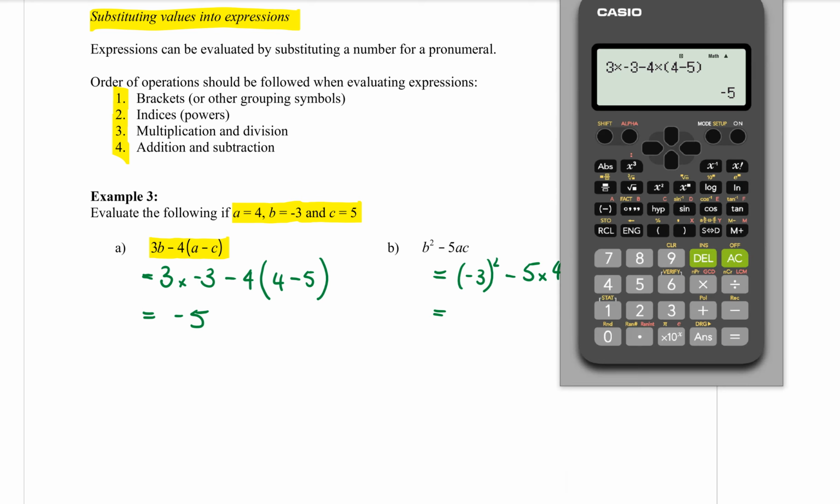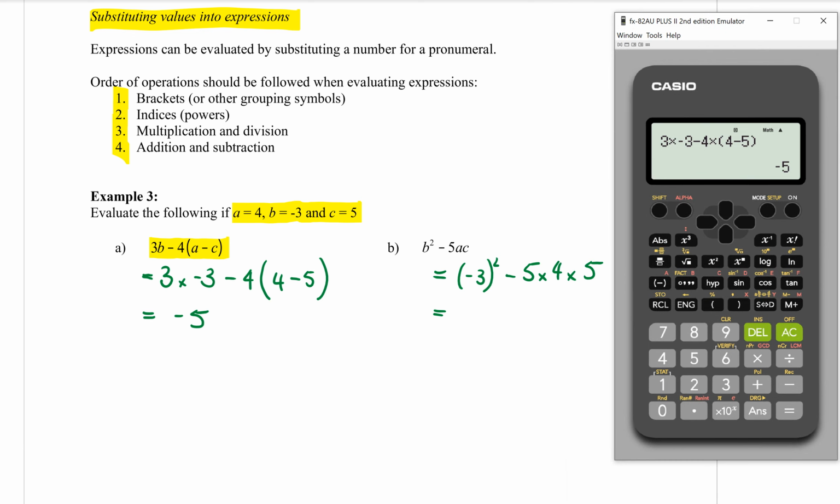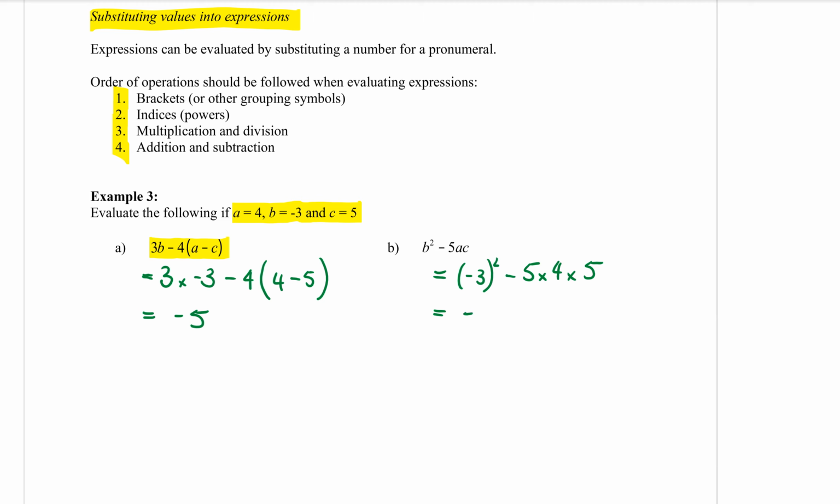Calculator time. So brackets, -3, close bracket squared. Do you have your calculator there? Everyone should be typing this in, please. Got -91. Did you guys get the same thing? Wonderful.